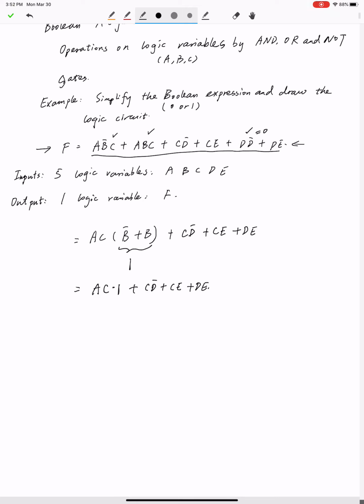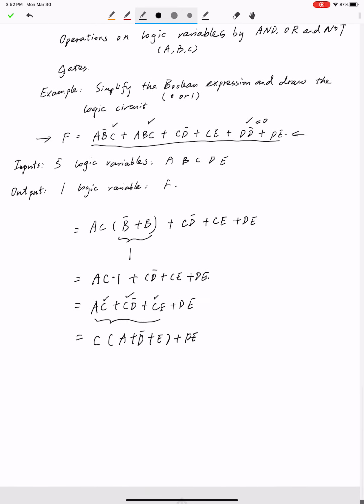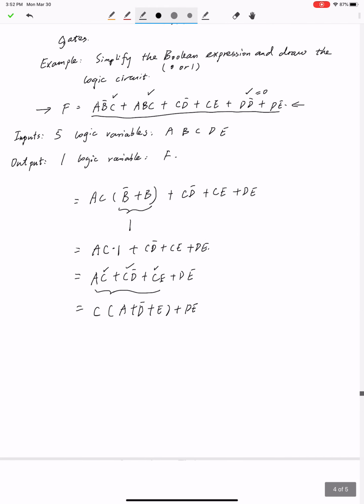All right, AC times 1 is still AC, right? Plus CD bar plus CE plus DE. Here, for the first 3 terms, we have C, which is the common factor or the common variable, so we can take it out. C times (A plus D bar plus E) plus DE, right? So that's the simplest expression of the original Boolean expression of the original F.